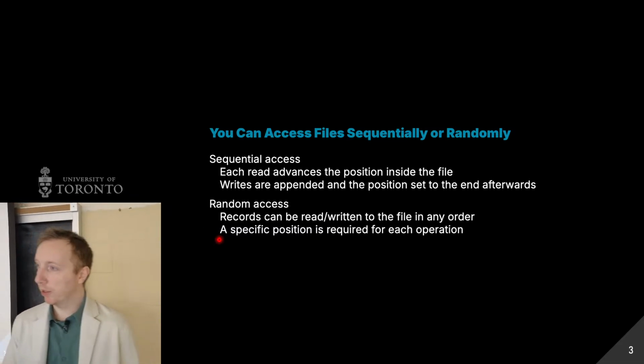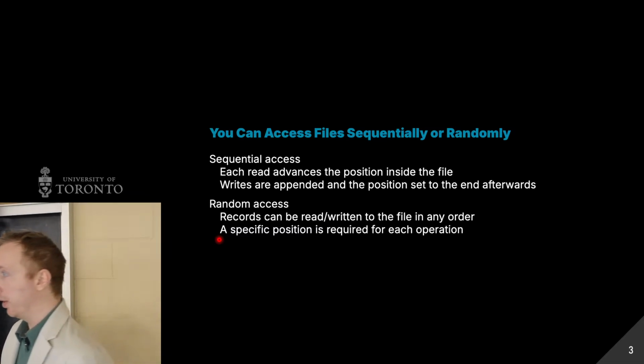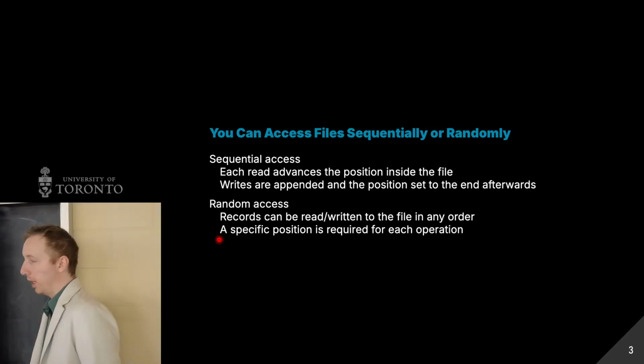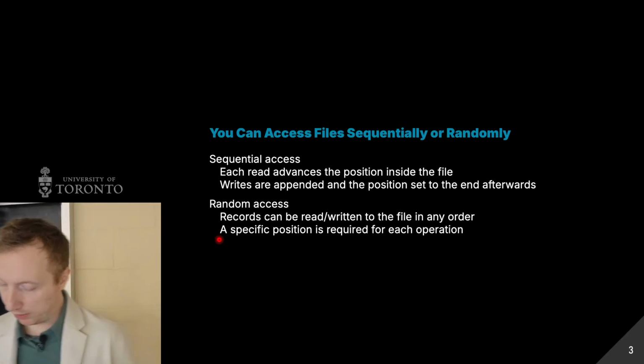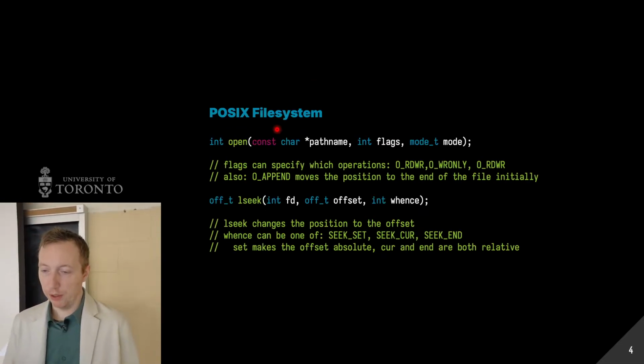If you want to randomly access a file, you need to tell the operating system what byte you actually want to start reading or writing at, and then you can access a file sequentially or randomly.